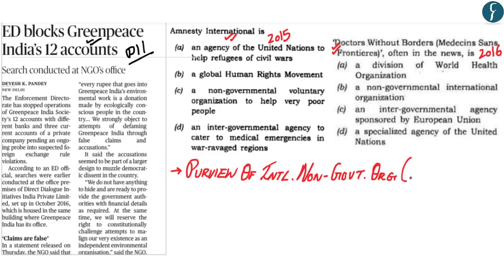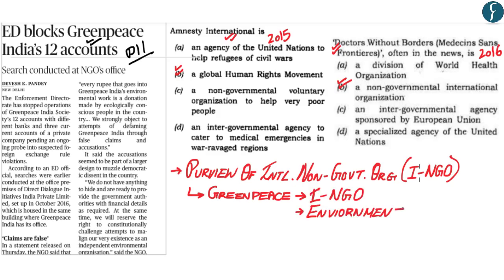The purview of Amnesty International is that it is a global human rights movement, while the purview of Doctors Without Borders is that it is a non-governmental international organization. And it is within that context that Greenpeace is an international NGO in the field of environment. By international NGO, it means that Greenpeace is not linked with any government and currently only has a consultative status with the United Nations. And these are the three main aspects that you should remember about Greenpeace with regards to your prelims examination. And so now with this, let us move on to the next article.